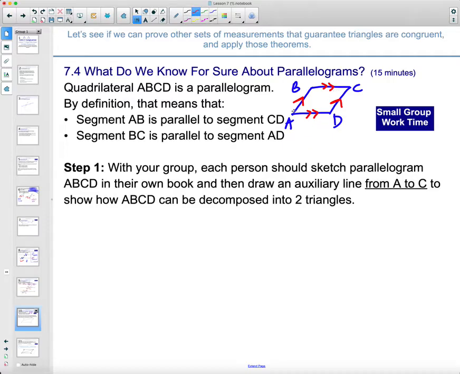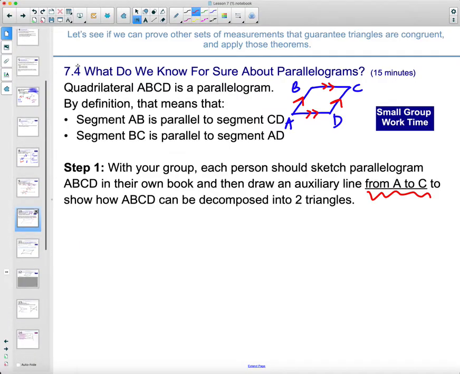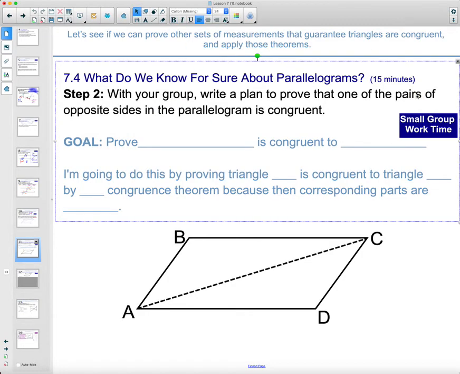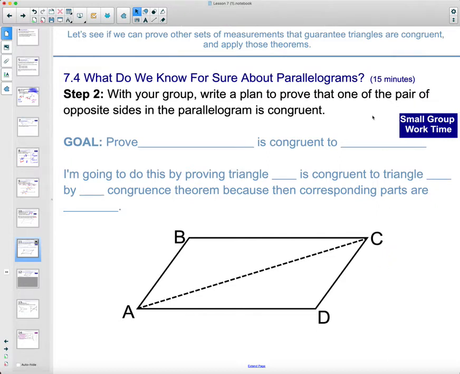So what I want you to do in your book is sketch a parallelogram and then draw an auxiliary line that splits this parallelogram into two congruent triangles. I'm suggesting you do it from A to C here, but you can certainly do it from B to D. It does not matter. Just split it into two equal triangles. Then we want to come up with a plan to prove that one pair of opposite sides in the parallelogram is congruent.